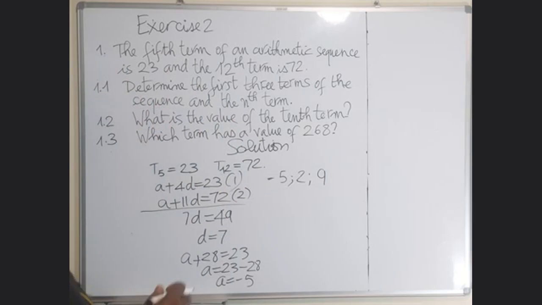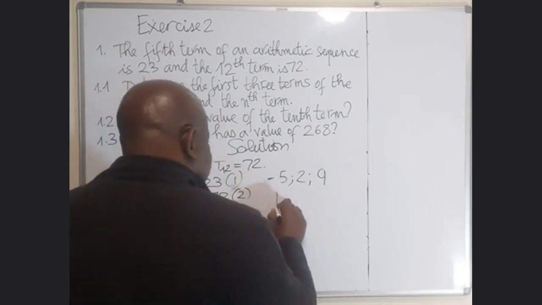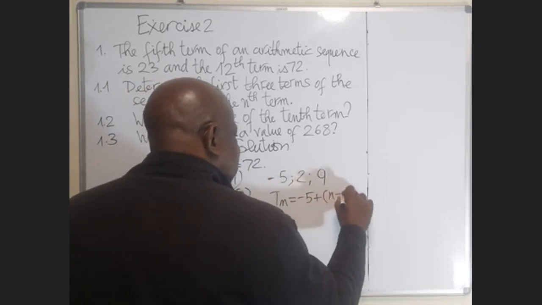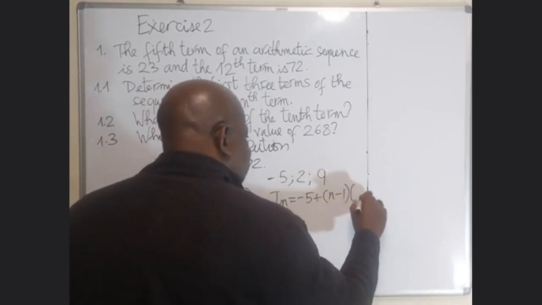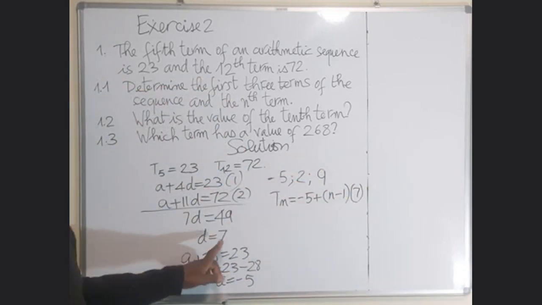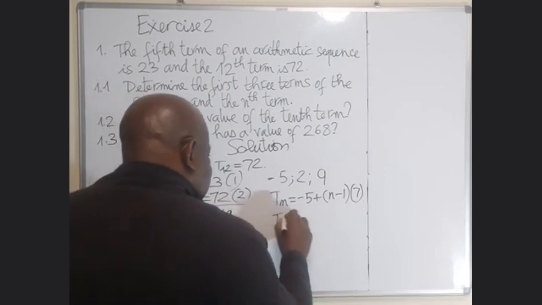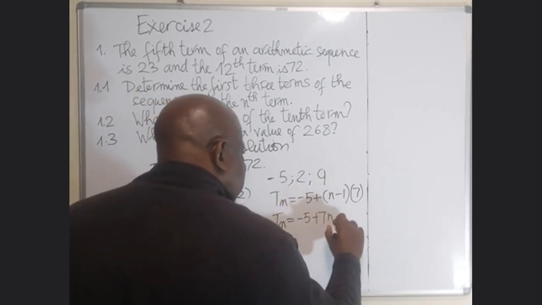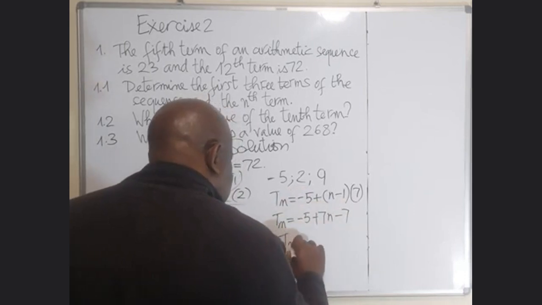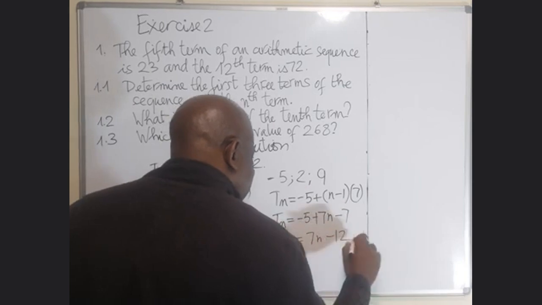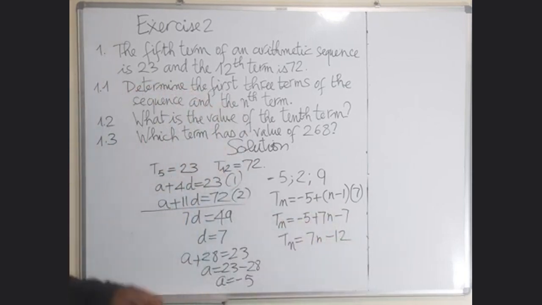And if we want to get the nth term, Tn will be equal to negative 5 plus n minus 1 multiplied by 7, 7 being our common difference. So Tn will be equal to negative 5 plus 7n minus 7, and our nth term will be 7n minus 12. This is the answer for question 1-1.